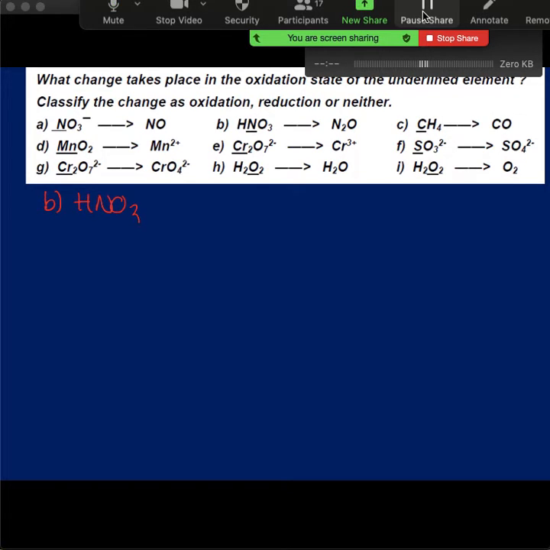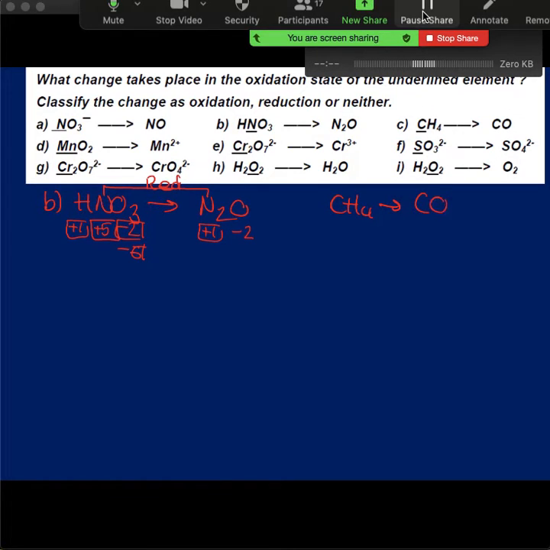So HNO3 to N2O. Oxygen is minus 2, minus 6 in total, and hydrogen is always plus 1, so this must be plus 5. On the other side, oxygen is minus 2, so this has to be plus 1. So nitrogen is going from plus 5 to plus 1, that is a decrease in oxidation number, that is reduction.